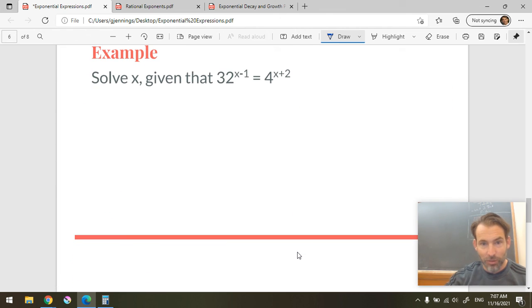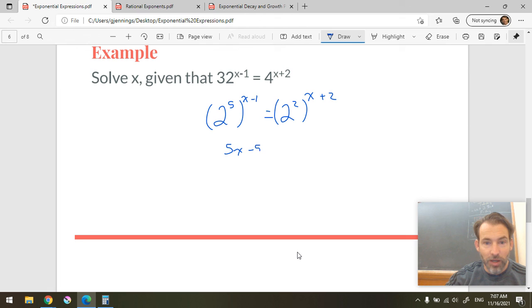Okay, so here, these are better questions. 32 to the x minus 1 equals 4 to the x plus 2. 32 cannot be written as a power of 4. It can be written as a power of 2, and so can 4. So our common base is going to be 2. So there, 32 is the same thing as 2 to the 5 raised to the power x minus 1. That's going to be equal to 2 to the 2 raised to the power x plus 2. Okay, so now multiply this out.